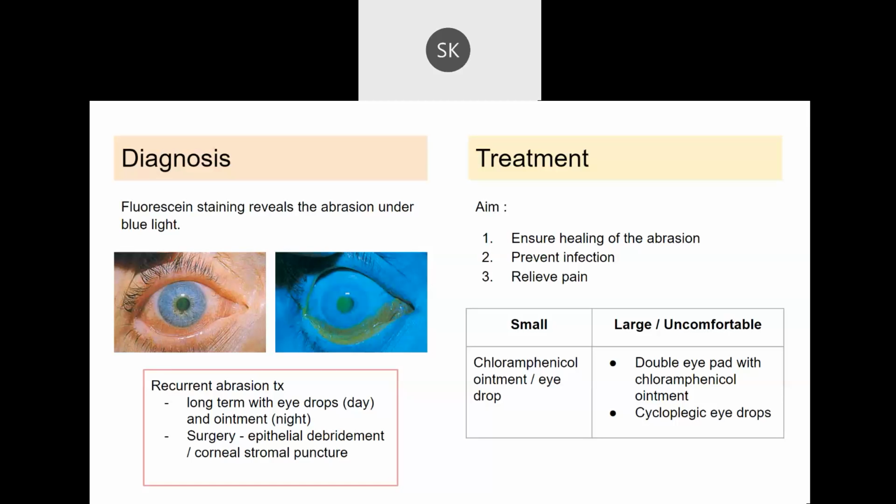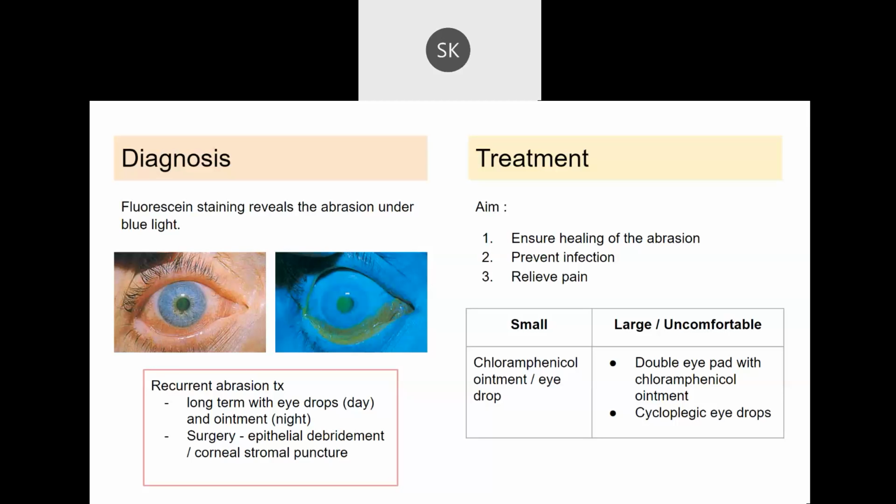So for a small corneal abrasion, we give them chloramphenicol ointment or in the form of eye drop as well. It's a type of antibiotic, and if it's an ointment, we ask the patient to put it 2 times per day. If it's an eye drop, we ask them to put it 4 times per day.